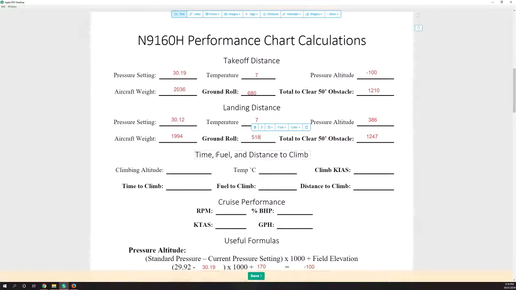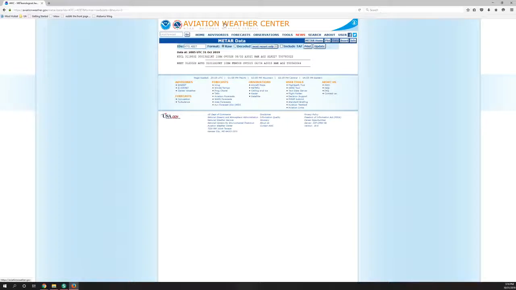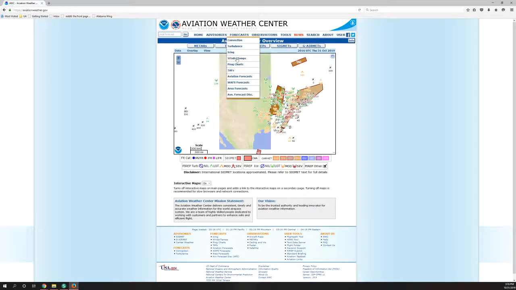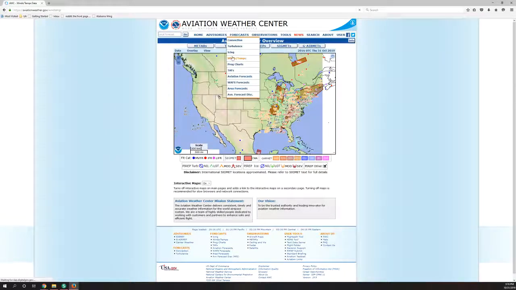So time, fuel, and distance to climb is the next one we have to figure out. So let's say we're going to fly this one, and let's say 3,500 was the proper altitude. And so once again, we're going to go to aviationweather.gov and just figure out what the temperature is with our winds aloft. So we go forecast, winds and temps, letting it load.